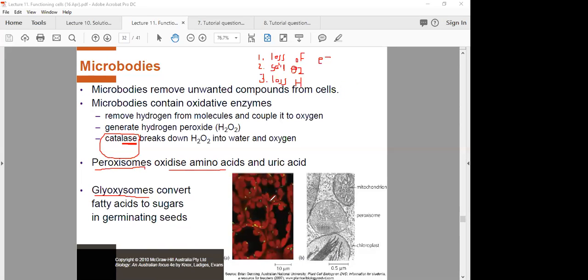Here we have a really nice image of some plant cells, and these plant cells have been visualised using a fluorescence microscope where different parts of the cell are tagged with different fluorescent molecules, so you can actually see them as different colours. So in red we have chloroplasts, and in green, these little green spots here represent peroxisomes. So they tend to associate very closely with chloroplasts.